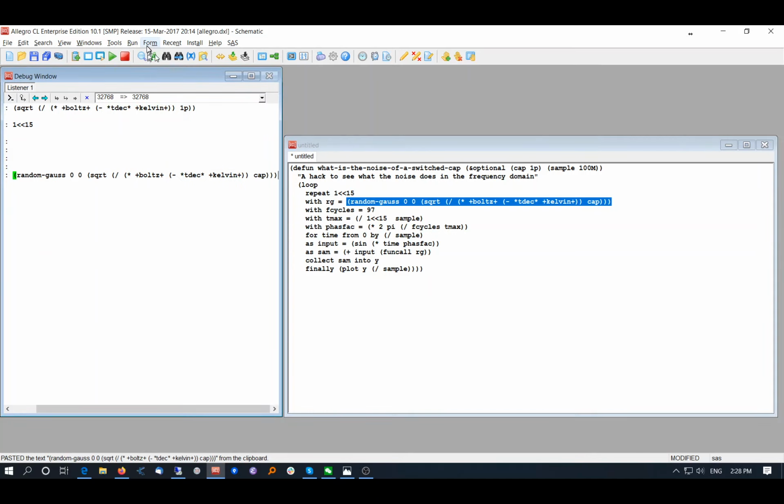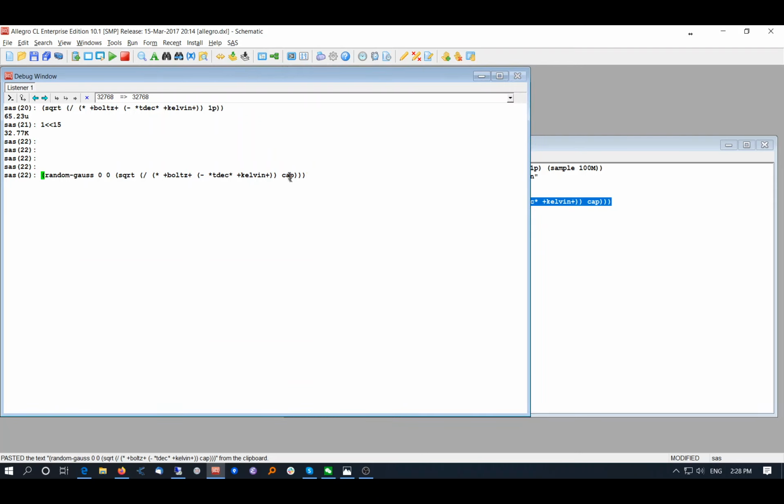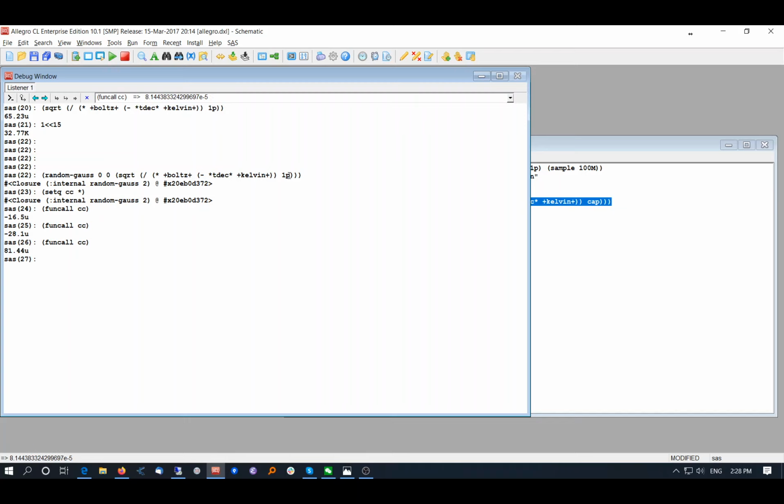Here in the LISP listener, let me just create that random Gauss thing with a 1 picofarad capacitor. Now we have something LISP calls a closure. Every time we call that function, it will give us a random number: minus 16 microvolts, minus 28 microvolts, minus 81 microvolts. Those numbers have the correct standard deviation.